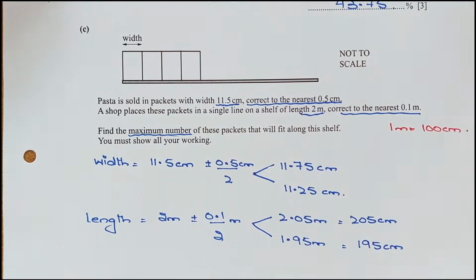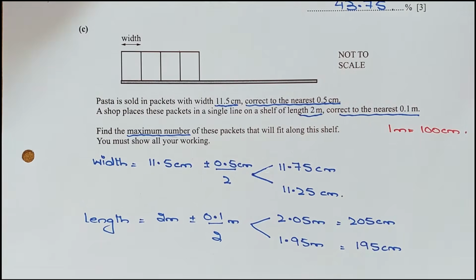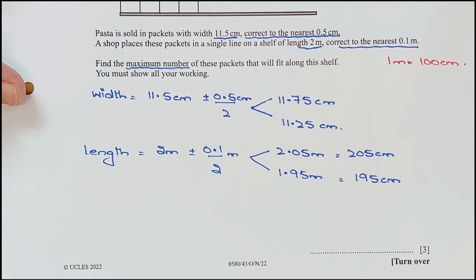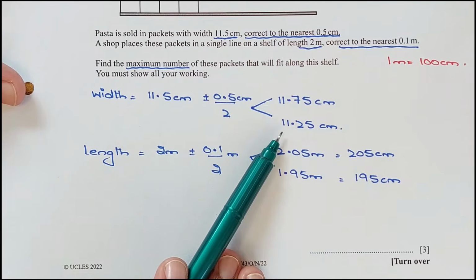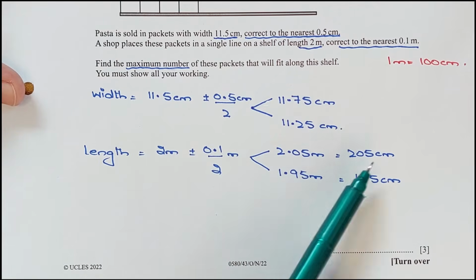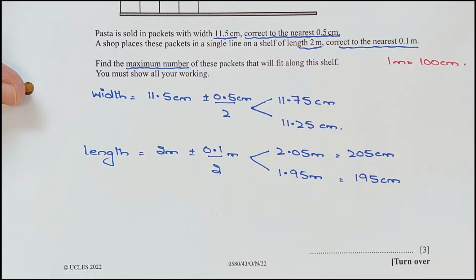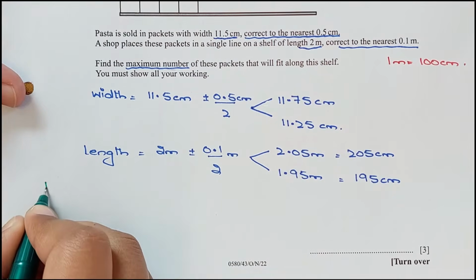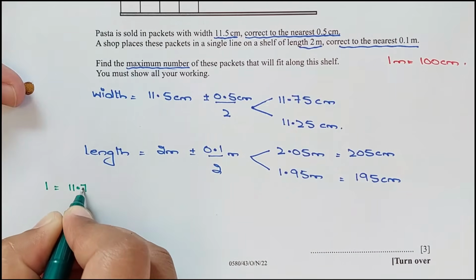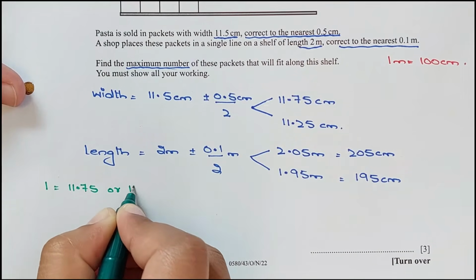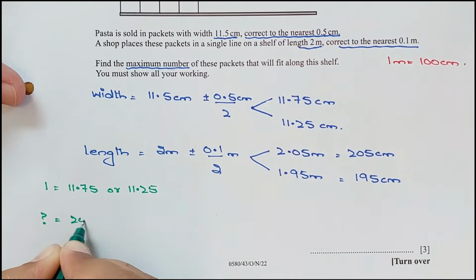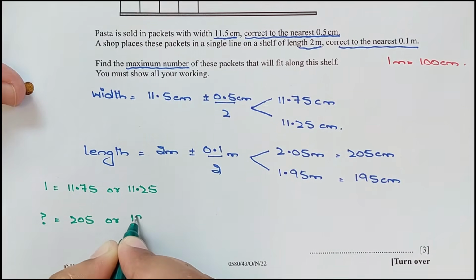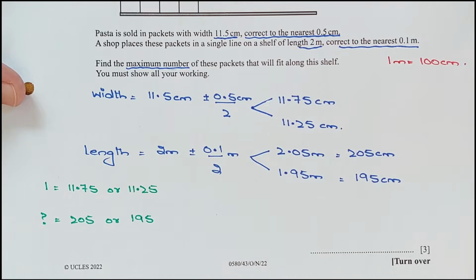Okay, so we need to find the maximum number of these packets. Basically we are given that one packet has a width of 11.75 or 11.25, then how many packets will fill the length of a shelf of 205 or 195? So we have to find the maximum quantity.